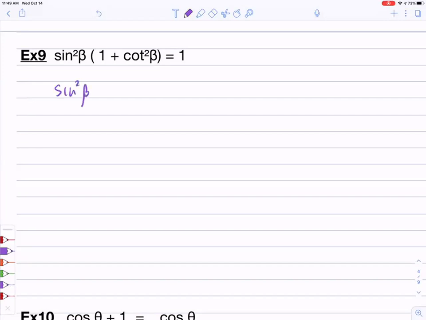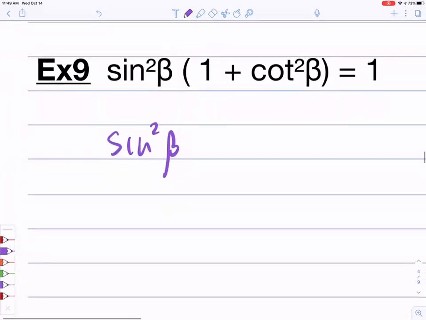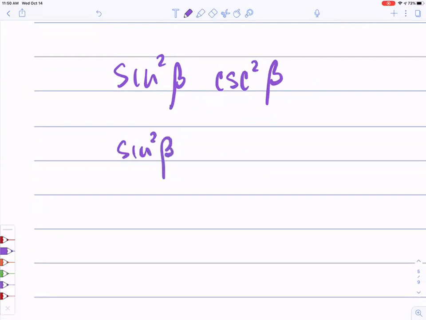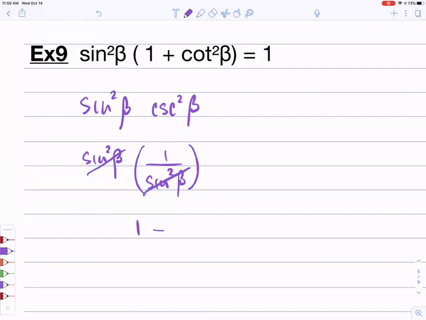So we got sine squared beta. What you just told me, what is 1 plus cotangent squared the same thing as? Cosecant squared. Hey, what do you know about sines and cosecants? They're reciprocals of each other. So this is going to be sine squared beta times 1 over sine squared beta. And what just happened? Yeah, and by the way, you're not done. You do have to actually show me that it's equal to 1. So don't quit in the middle.